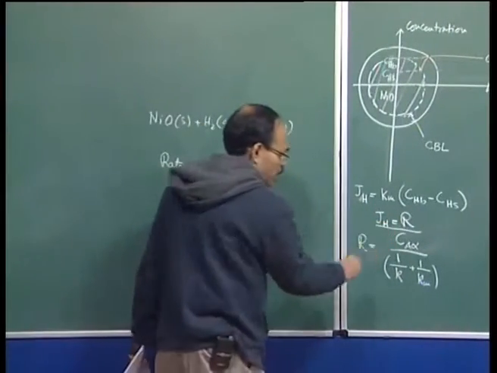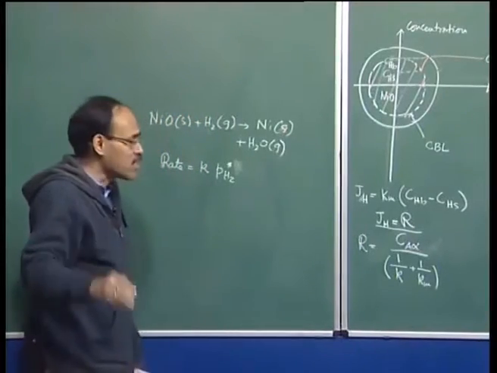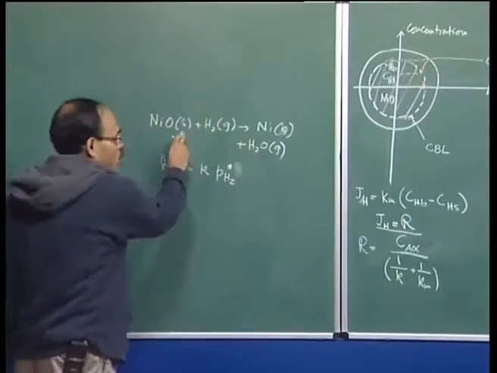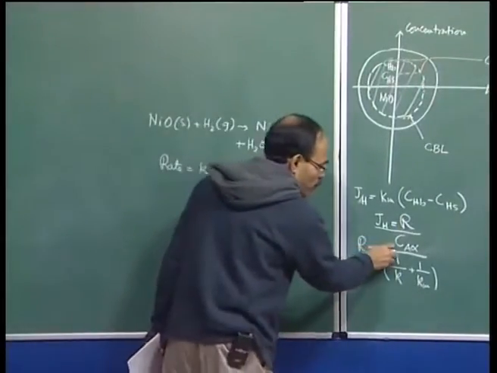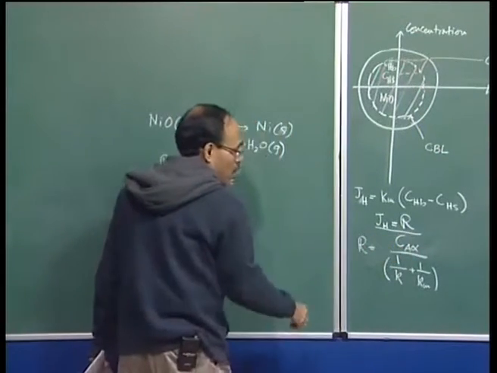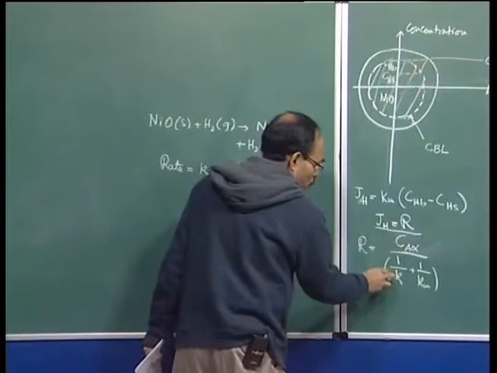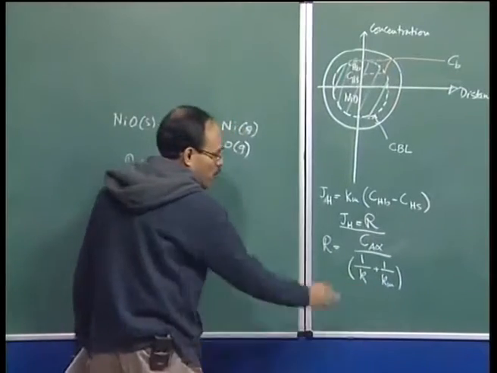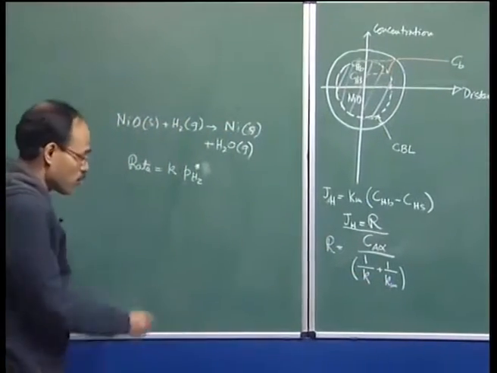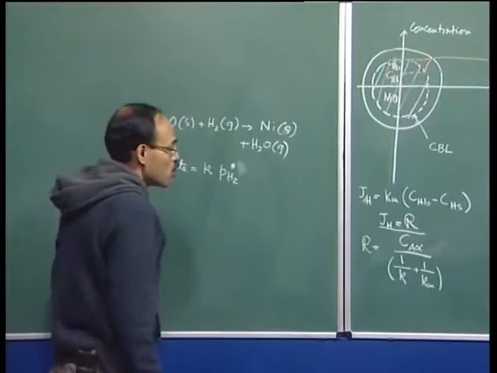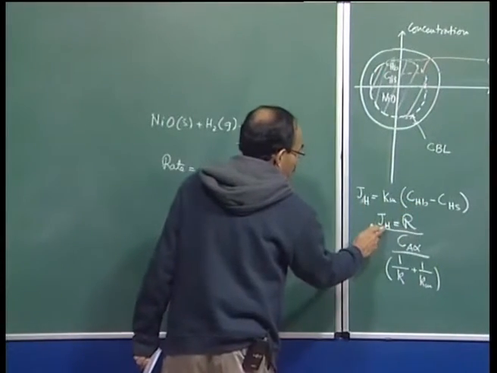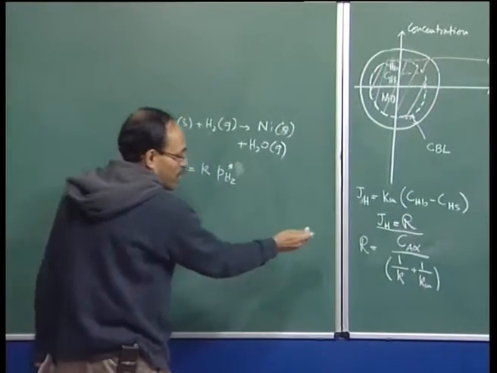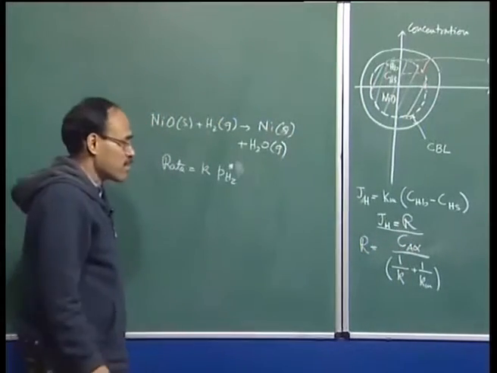And if I do the manipulation, of course, I am not going into the details of it, these are available in standard books, you can see that in that case the overall rate of the reduction reaction, the nickel oxide reduction reaction, can be expressed in terms of the interfacial concentration as well as the two rate constants, which are nothing but the resistance to mass transport and the resistance to chemical reaction, which are also known as the respective mass transport coefficient. So, I can write J_H is equal to R, and then for R I can write down this equation, manipulate with the two, and then I can arrive at this equation. It is a trivial exercise and one should be able to do it.